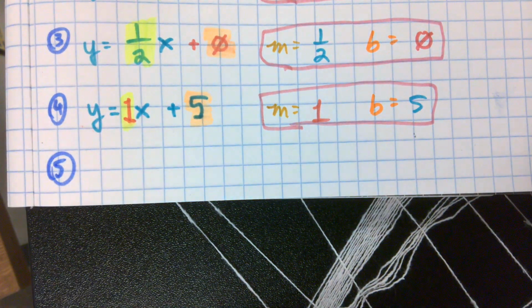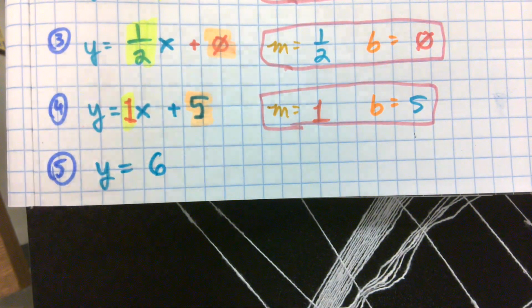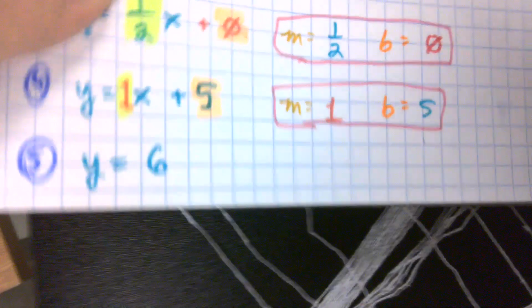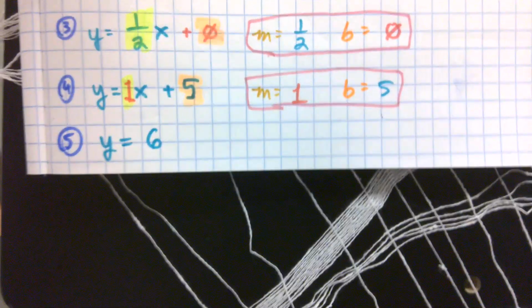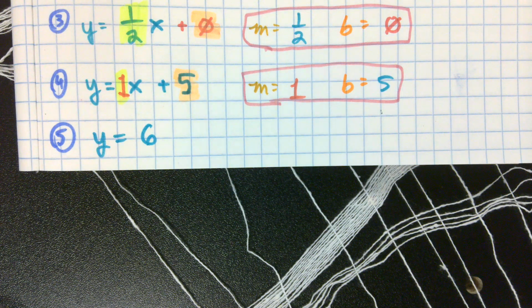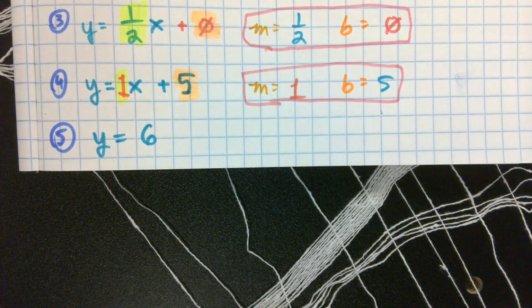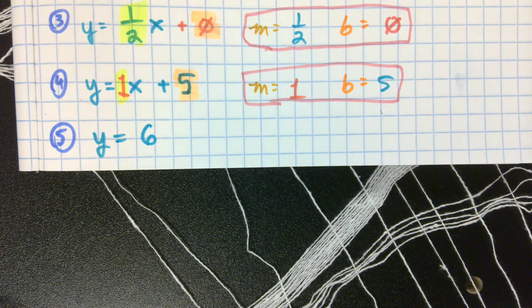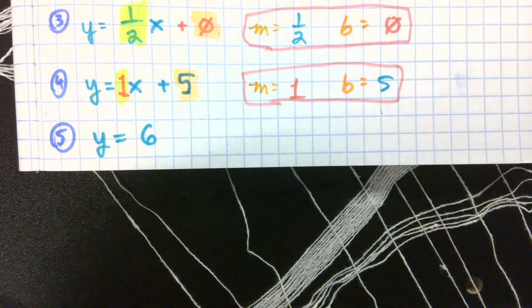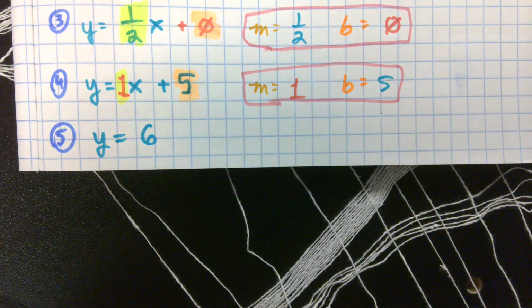Let's do one last example. Y is equal to 6. This one looks really weird. Not only do we not see a number in front of our x, I don't see an x at all. Y is equal to 6. So let's think about this for a second.